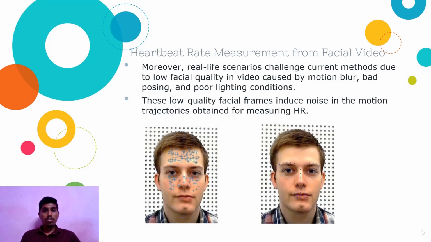Moreover, real-life scenarios challenge current methods due to low facial quality in video caused by motion blur, bad posing, and poor lighting conditions. These low quality facial frames include noise in the motion trajectories obtained for measuring heart rate. So, from the below two images, we can analyze the change in the facial expressions through which one can identify the heart rate with the help of the other complications that have been mentioned in the previous slides. So these are the two images through which the analysis can be done with an example.